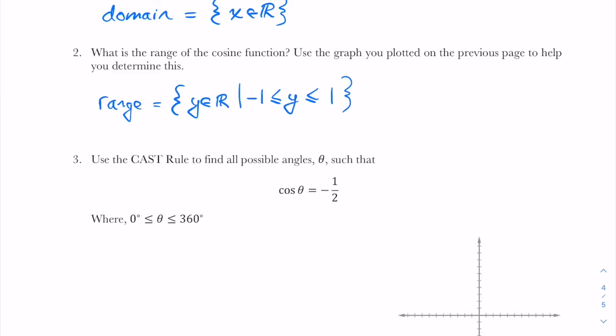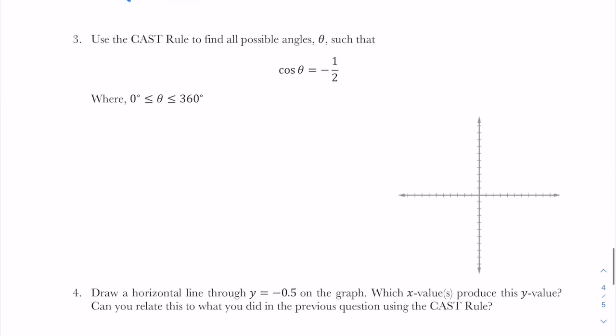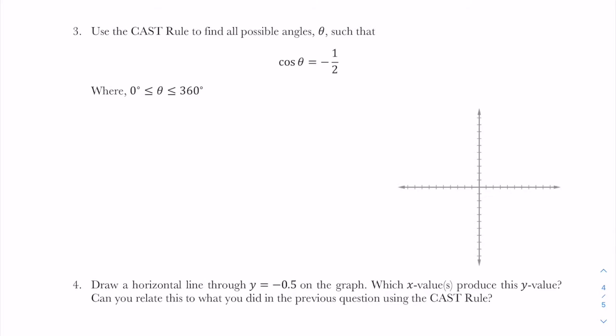Okay, next question is very similar to before. We're going to use the cast rule to find all possible angles such that the cosine of that angle produces negative a half. So please again recognize the sign. This is negative. And as before, we're only looking between 0 and 360 degrees.